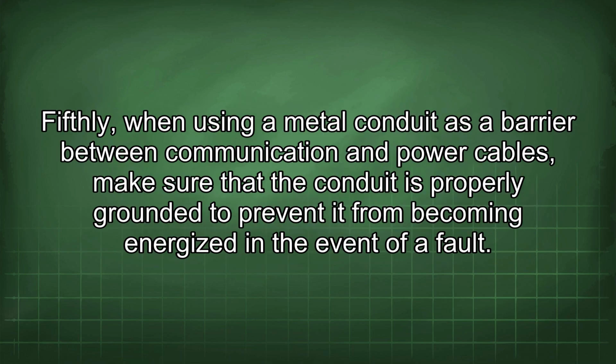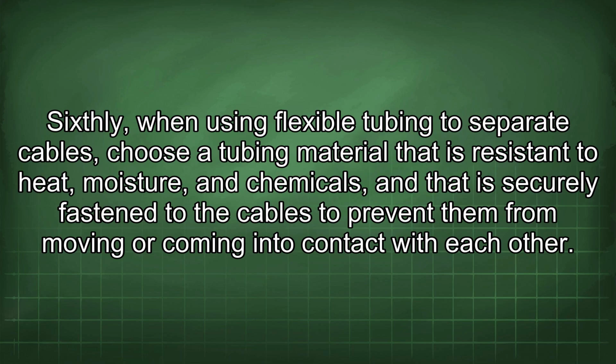Fifthly, when using a metal conduit as a barrier between communication and power cables, make sure that the conduit is properly grounded to prevent it from becoming energized in the event of a fault. Sixthly, when using flexible tubing to separate cables, choose a tubing material that is resistant to heat, moisture, and chemicals, and that is securely fastened to the cables to prevent them from moving or coming into contact with each other.